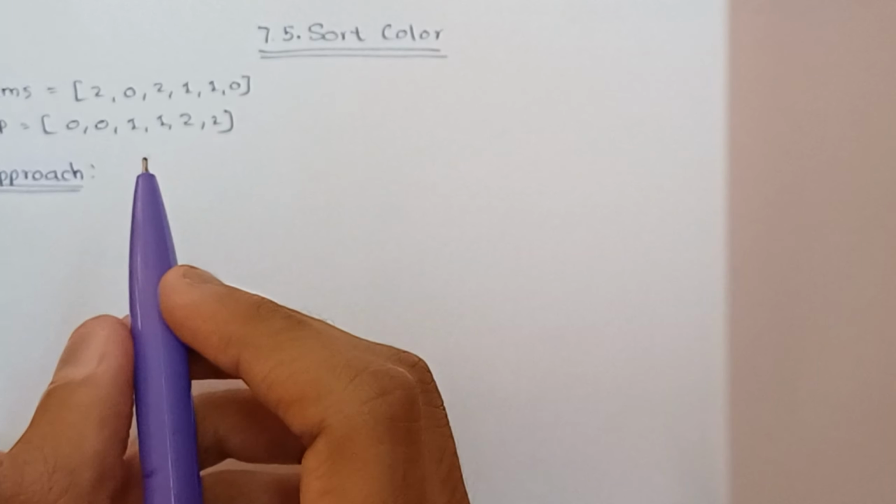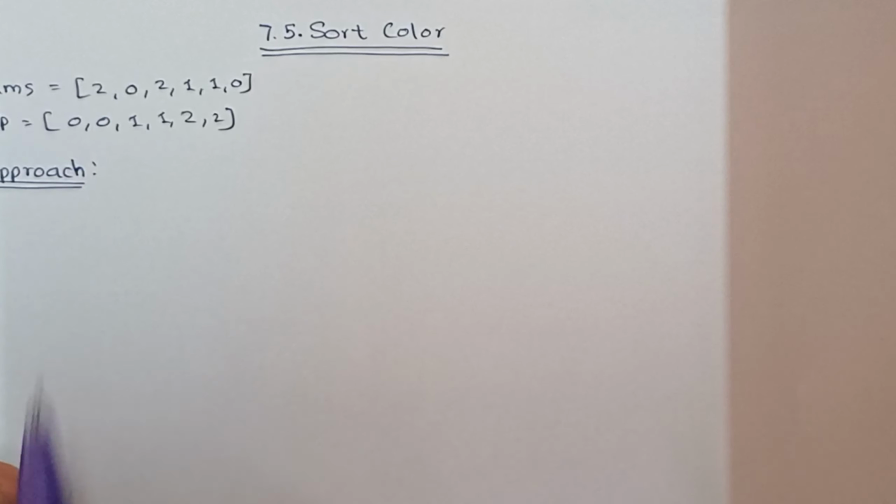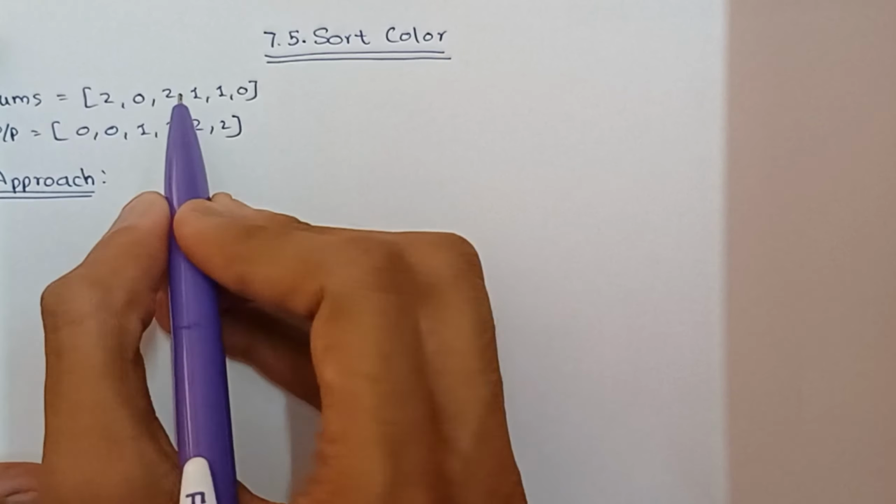Let's understand the problem. The problem says to arrange, meaning sort, this array. They don't directly say ascending order, but here we have to sort in ascending order and we cannot use the sort library function. Okay, so we will see the approach here.